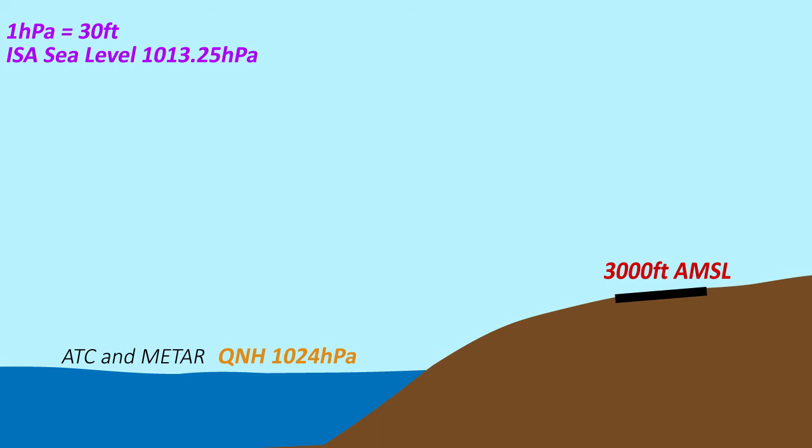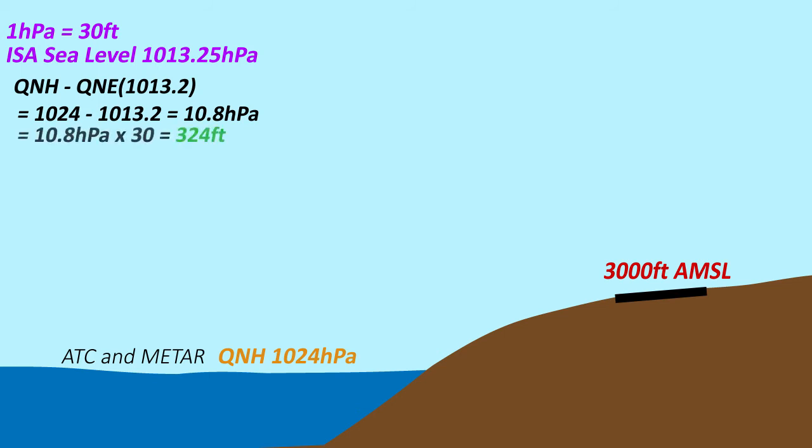Now we need to work out the difference between our QNH and our QNE, or 1013.2. So 1024 subtract 1013.2 is equal to 10.8 hectopascals. Now convert this value into feet by multiplying it by 30. You'll get an answer of 324 feet.